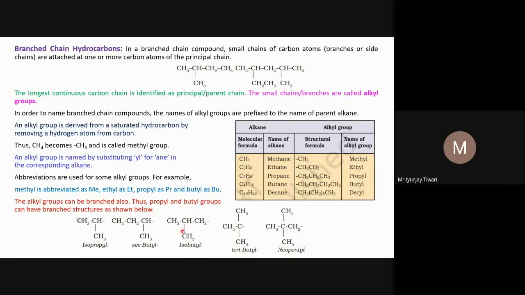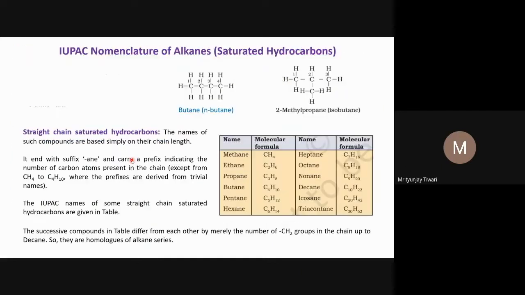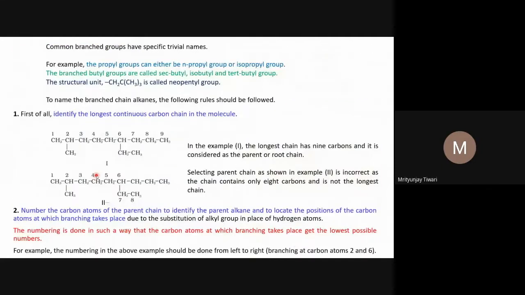And if you do not remember, you can just find the alkyl chain, whatever the branch is there, and count the number of carbon atoms. According to that would be the alkane, and with that just replace the last 'ane' with 'yl', so it will be the branch chain alkyl group. And another piece of information: identify the longest continuous carbon chain in the molecule. Then we have to do the numbering.